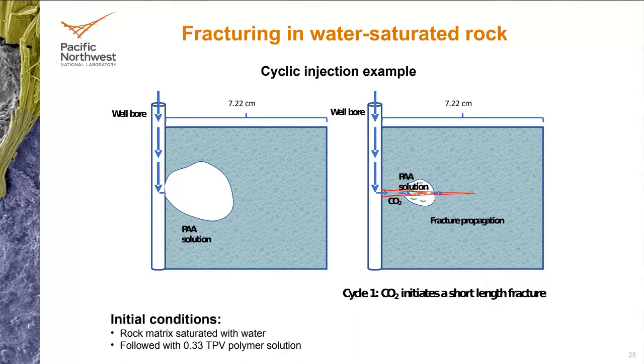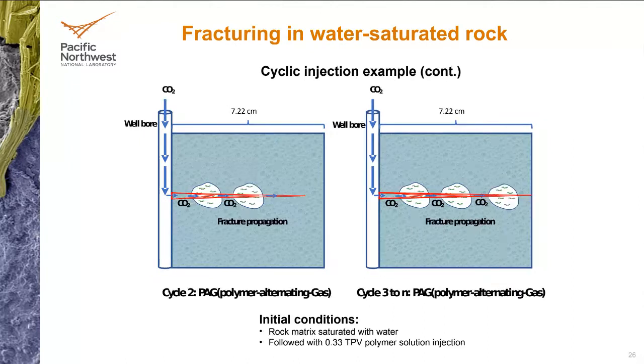CO2. If we want to do multiple cycles, and that is something that we will do in the field, we tried here as well, but we were not successful. The reason is we had to inject at very low flow rates so that the fracture propagation doesn't occur so fast, so we have time to inject fresh CO2 and fresh polymer or water every time as the fracture propagates. We were successful in doing that, but we were not successful in getting a fracture that can be measured. So this is something that we will do in the field.